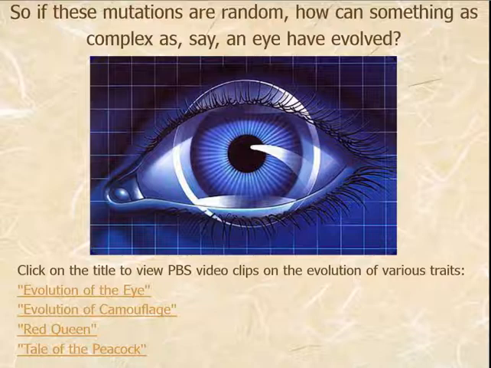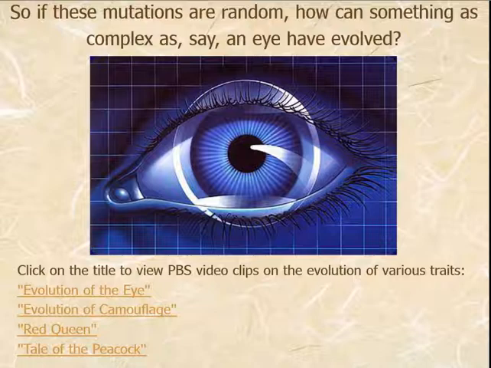So a really important question, and this is just one specific question, but that all students of evolution ask, and evolutionary biologists are still having a hard time answering, is if these mutations are in fact random, how can something as complex as, say, an eye evolve from just random mutations when we know that the majority of mutations are harmful mutations? Well, there's not easy answers for that.